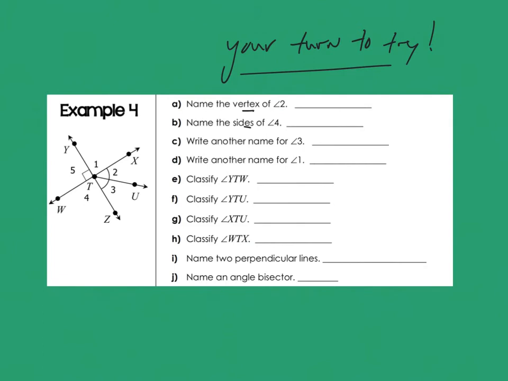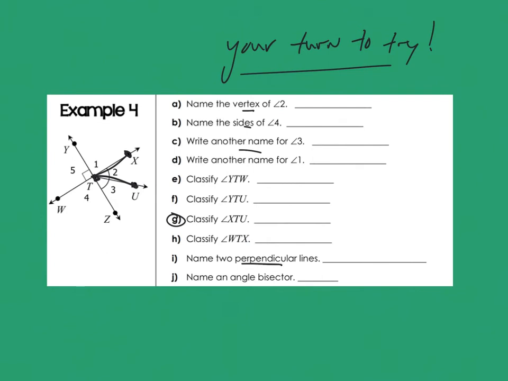Name the vertex, sides, write another name for an angle, right? Classify, and again, just trace. Like for instance, classify angle XTU. Start at X, go to T, then to U. Looks like that's a small angle. So what's the name for small angles that are less than 90 degrees?